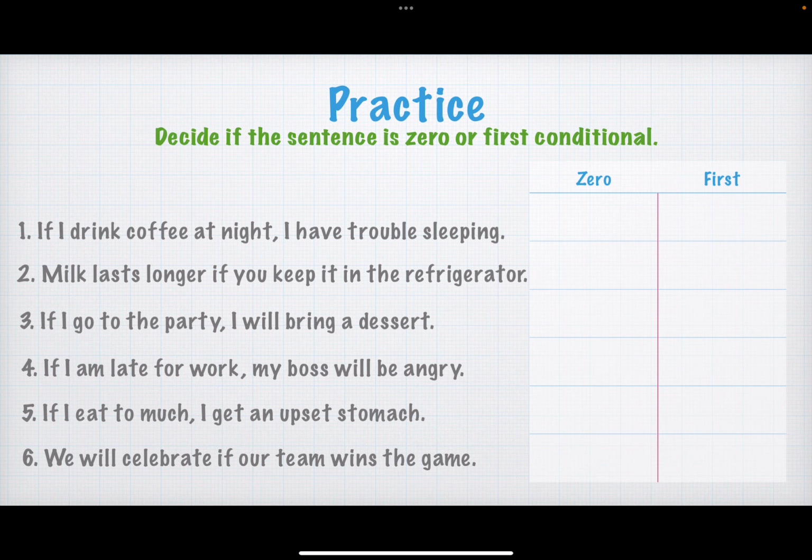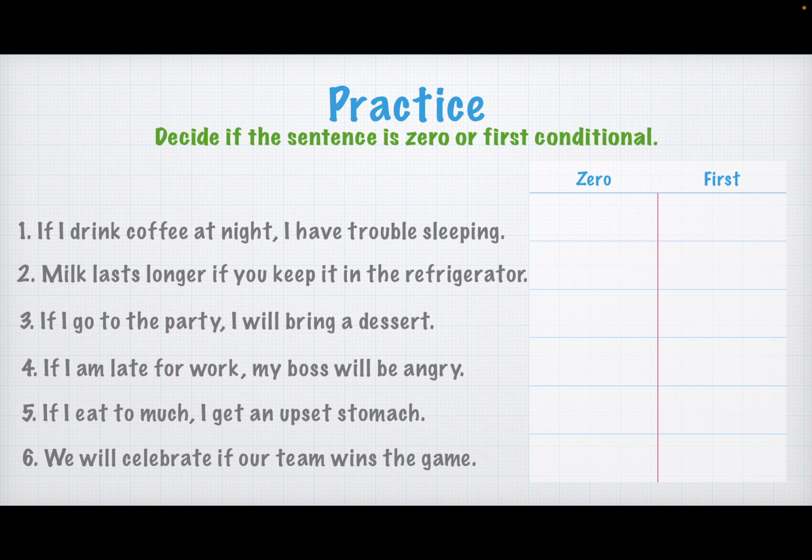All right, let's try a little bit more practice. This time, decide if the sentence is a zero conditional or if it's a first conditional. Hint, pay attention to the result clause. Go ahead and pause the video and try the practice yourself. All right, welcome back. Let's check answers together.